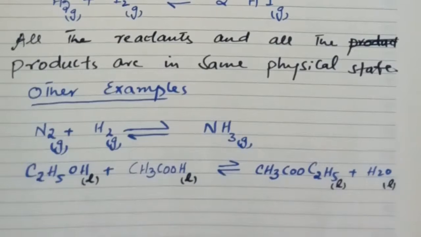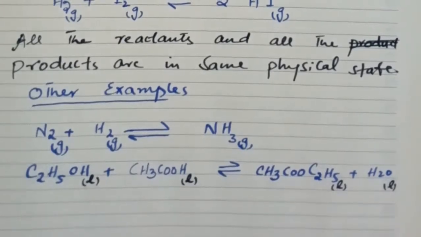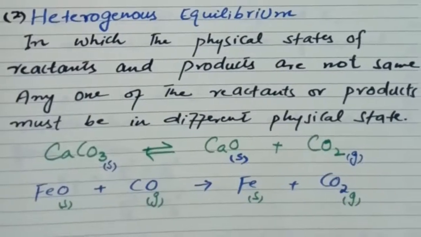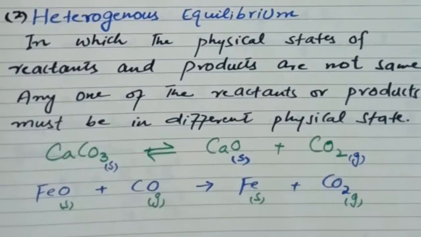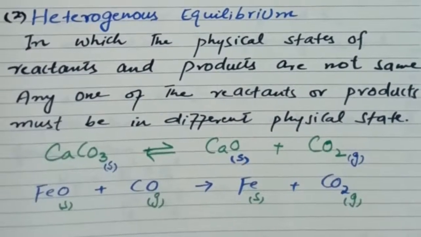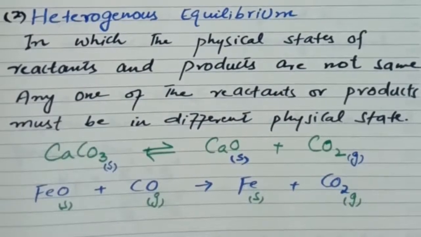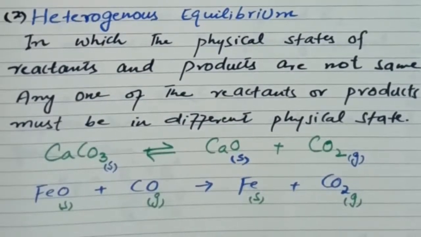Now what is heterogeneous equilibrium? Heterogeneous equilibrium is the type of equilibrium in which the reactants and products are in different physical states. Either all the reactants and products are in different physical states, or only one of them is in a different physical state. So it will lead to heterogeneous equilibrium.